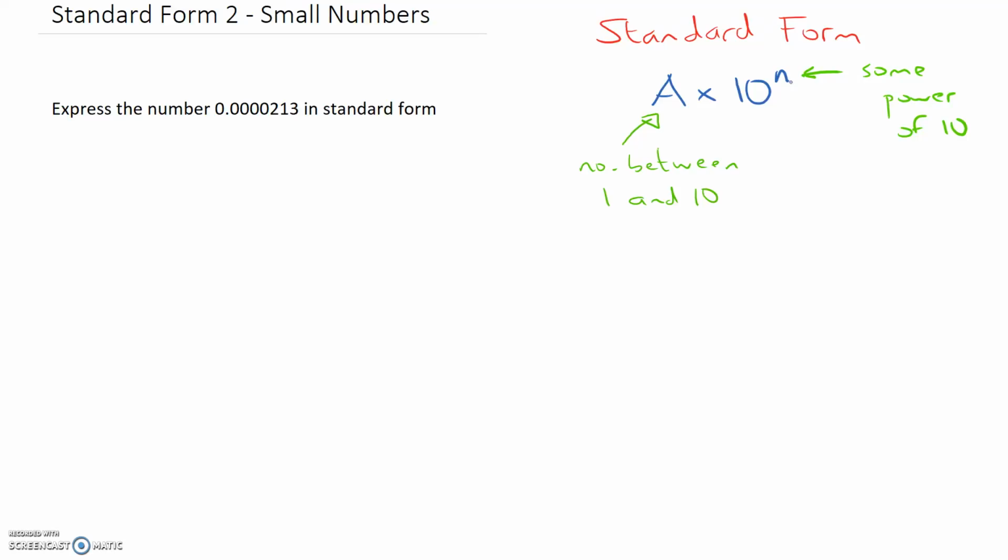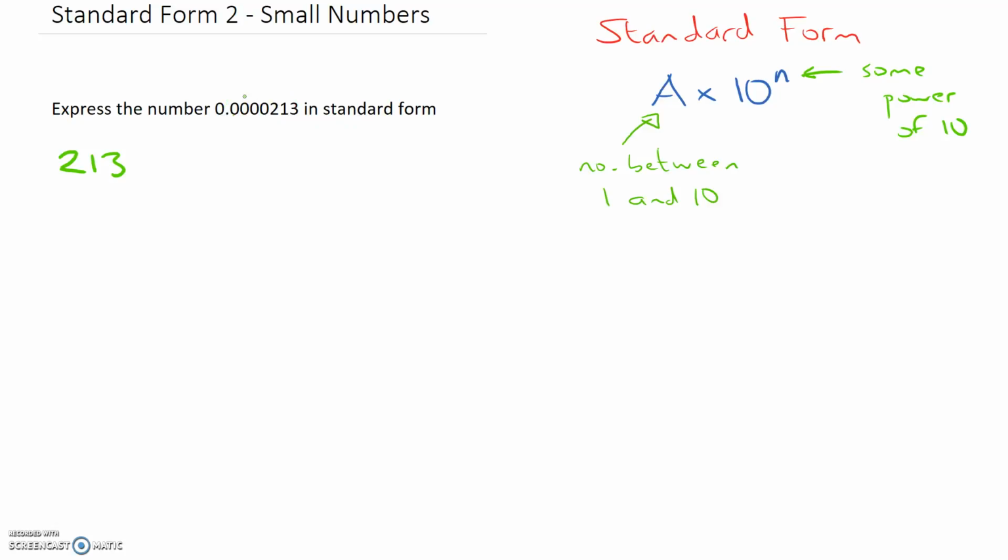And the number that we've got to look at is 0.000213. So how would we express that number in standard form? Well, the first thing we'll do, similar to last time, is we'll look at this part of the number, the 2, 1, the 3. And we'll write that down here. 2, 1, 3. So we'll ignore all these leading zeros and just take the 2, 1, 3 from the number.